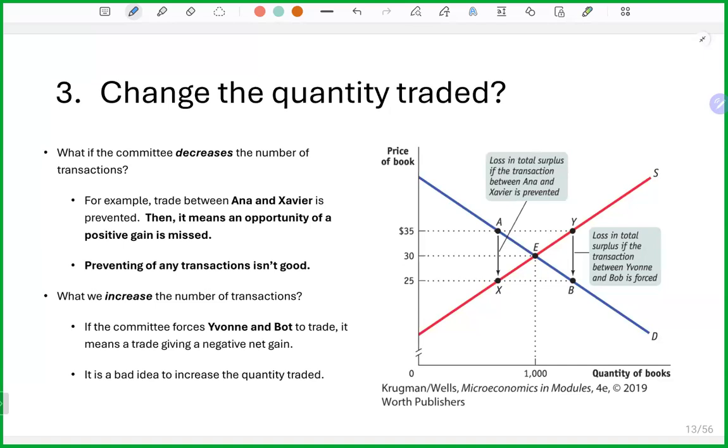In other words, the market equilibrium is the best situation because we cannot improve any further. So market equilibrium is the efficient allocation of the used textbook.